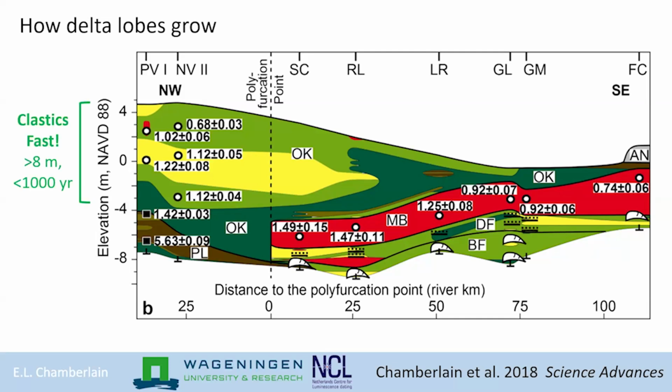And when we look into the rates that we get from these ages, we see that the clastics, the sand and mud, deposit very fast. In this case, more than 8 meters of aggradation building up over less than 1,000 years. The peat is much slower. You can see here it's bracketed by 2 ages at the top and the bottom of this unit, which has been compressed, but it's less than 3 meters over more than 4,000 years.